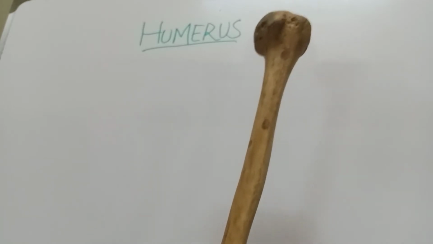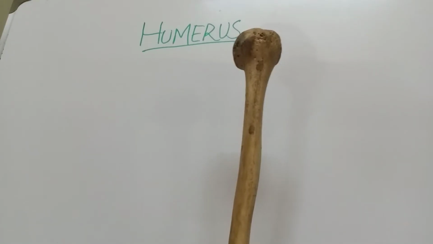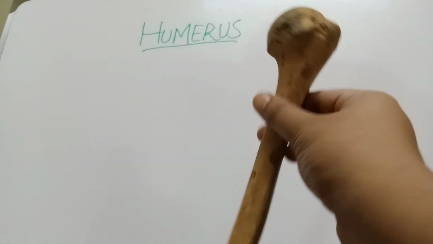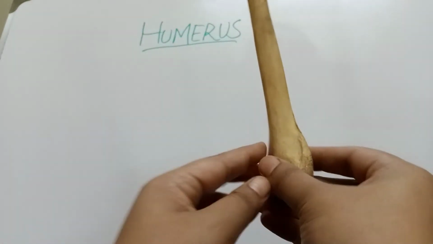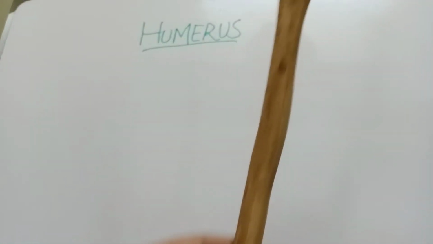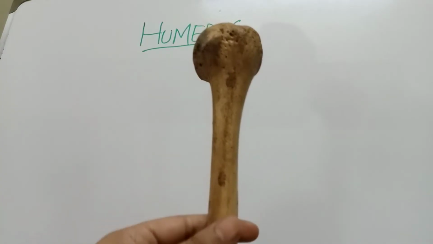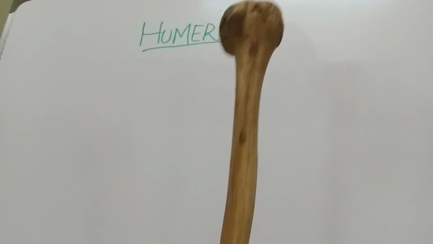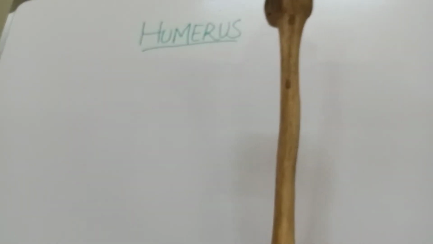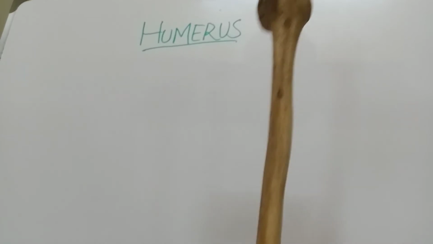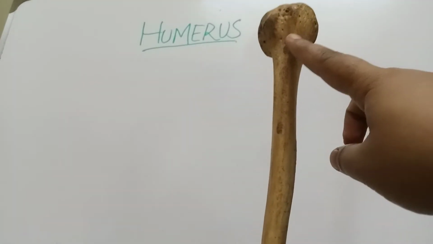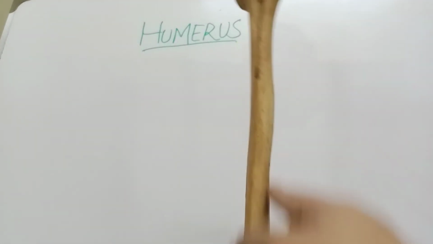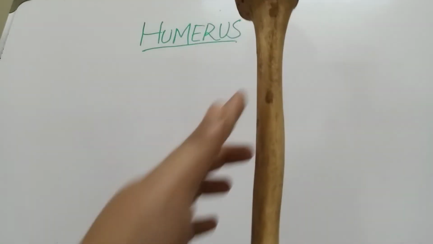So now the shaft of the humerus. The shaft is rounded in the upper half and triangular in its lower half. So it is rounded in the upper and triangular in the lower. It has three borders and three surfaces. First of all, the borders: the anterior border, the lateral border, and the medial border.